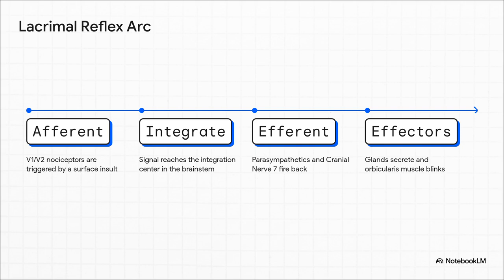Let's trace the arc chronologically. An insult hits the ocular surface, triggering nociceptors in the afferent sensory limb. That's branches of V1 and V2. This signal shoots straight to the integration center in the brainstem. The brainstem then fires right back via the efferent motor limb, utilizing parasympathetics to stimulate the lacrimal, meibomian, and goblet glands, and cranial nerve 7 to contract the orbicularis to make you blink. Afferent, integration, efferent, effector. It's a beautiful system.